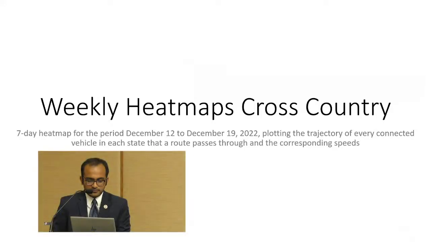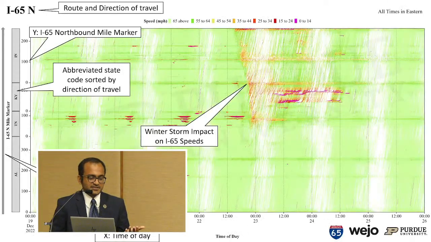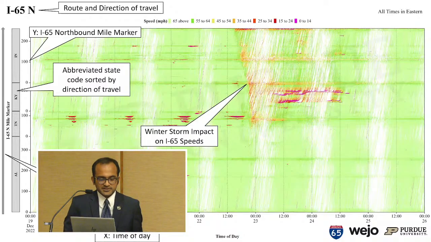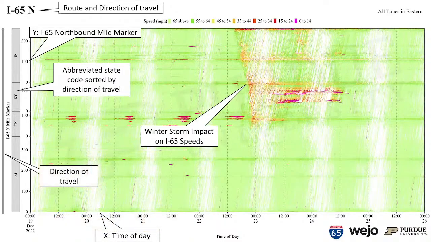Like I said earlier, not only at the state level, this lets us do cross-country heat maps. So this is I-65 northbound from Alabama, Tennessee, Kentucky, and Indiana, the four states it passes through. We've chosen this because it's the week of Christmas, and I'm sure all of us experienced that winter storm that came through. This is slowly going into how we can use the same visuals that we use for work zone season to also look at how winter storms or inclement weather impact interstate mobility.